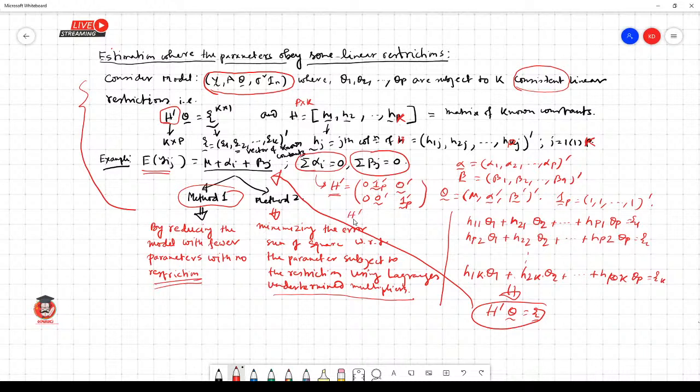So if you multiply H prime theta curl, if you take theta curl as mu alpha curl prime beta curl prime whole prime, then you get summation alpha equal to 0, summation beta j equal to 0. So under this restriction, our problem is to estimate theta curl and find the best linear unbiased estimate of linear parametric functions under these restrictions. We proceed by either method 1 or method 2. Method 1 reduces the model to one with fewer parameters with no restrictions, and in method 2 we minimize the error sum of squares with respect to the parameters subject to the restriction using Lagrange's multipliers.